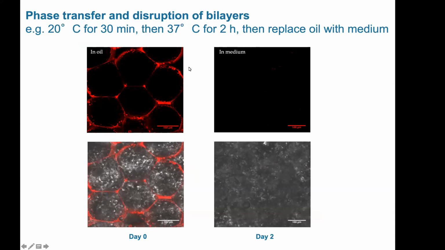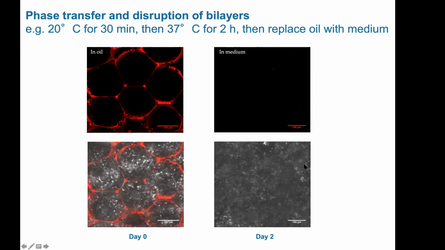So on the left side here, you can see that the lipid that was used to encapsulate the droplets originally is just using a red dye to show the lipid bilayer. And here you can actually see the individual cells inside the droplets. Once they're transferred to medium, the lipids disappear.